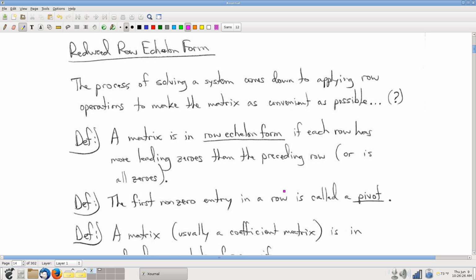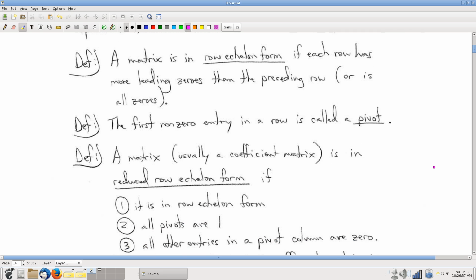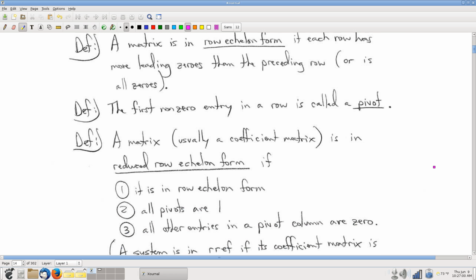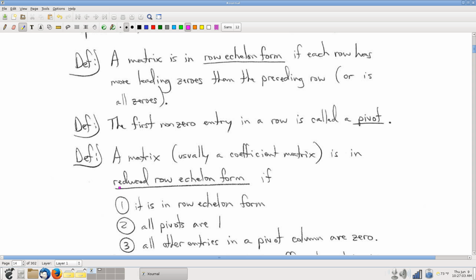In a particular row, there will be perhaps a first non-zero entry starting from the left. There might not. There might be that all the entries are zero. But if there is a non-zero entry, there will be a first non-zero entry. And we call that a pivot. We'll talk about why that's called a pivot at some point in the future. Okay, so with this terminology in mind, we can give the definition here of reduced row echelon form.